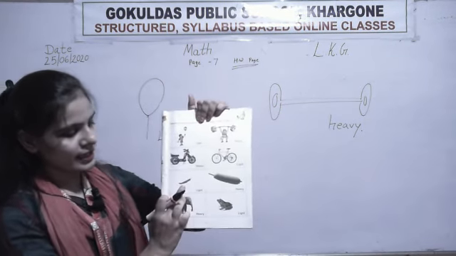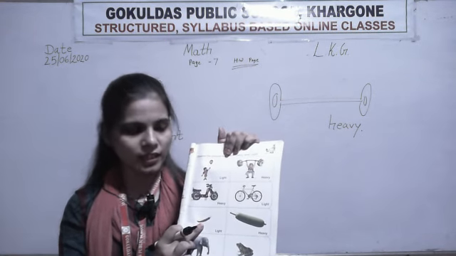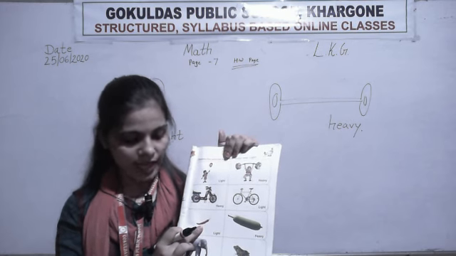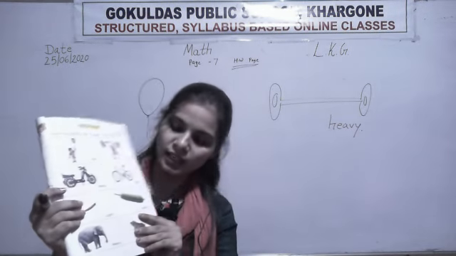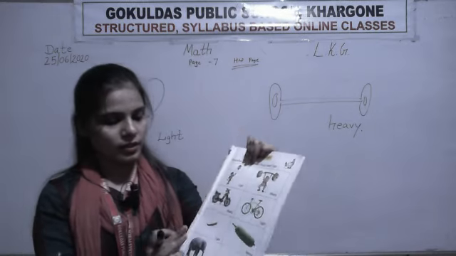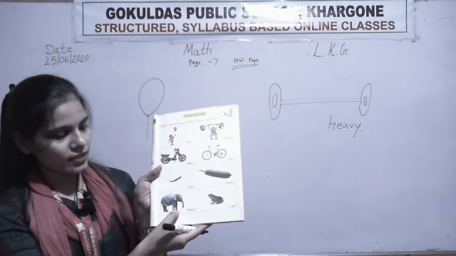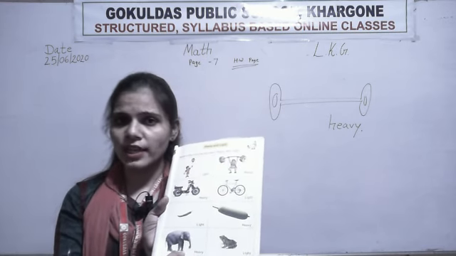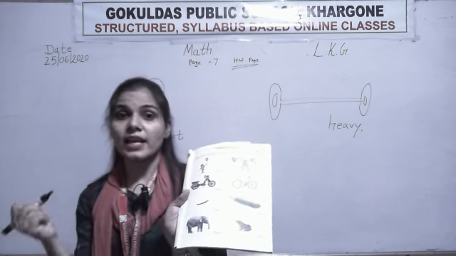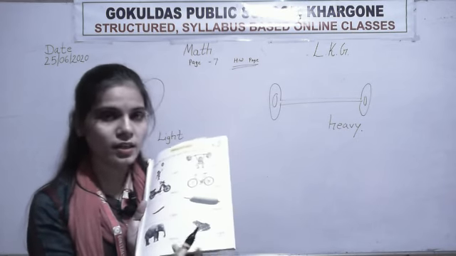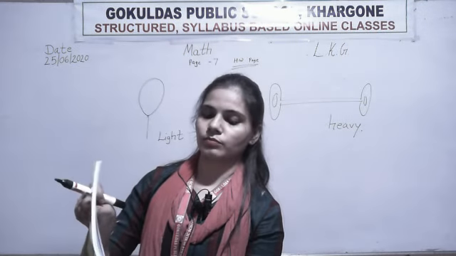Okay, next example is red chili. Red chili is light or heavy? Yes, red chili is very light. And the bottle gourd, the big one, it is very heavy. So this one is light and this one is heavy. Next is elephant. Elephant is big. Is the elephant heavy or light? Yes, big also, but it is very heavy in weight. And the frog is light in weight. So these are the heavy and light.